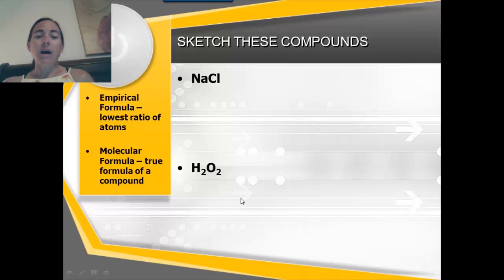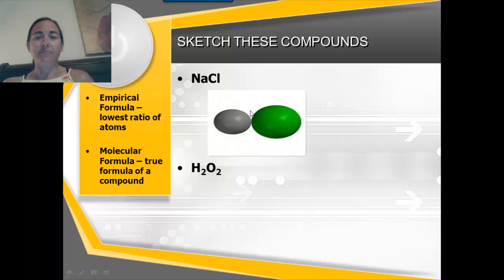Sodium chloride is actually an ionic compound, and here's what it looks like. There's one sodium ion and one chloride ion in that compound. The chloride is this green ion, the sodium is this gray colored ion. Look at the second compound.